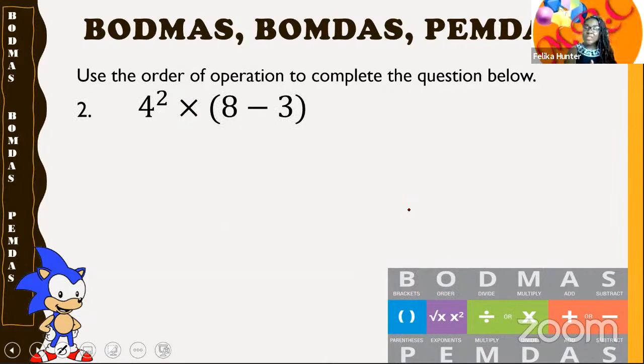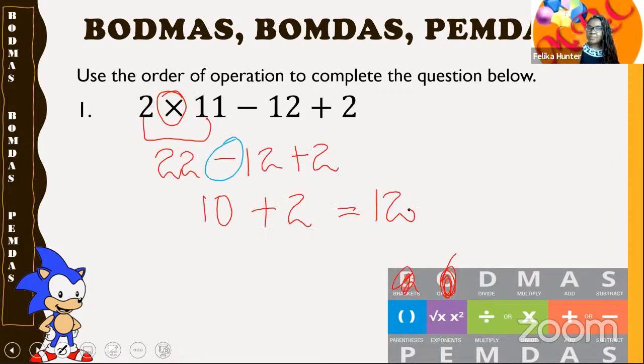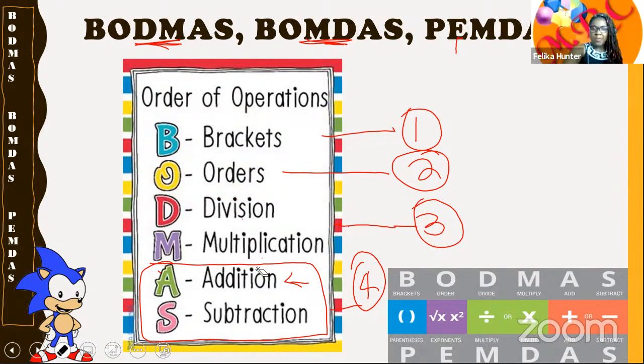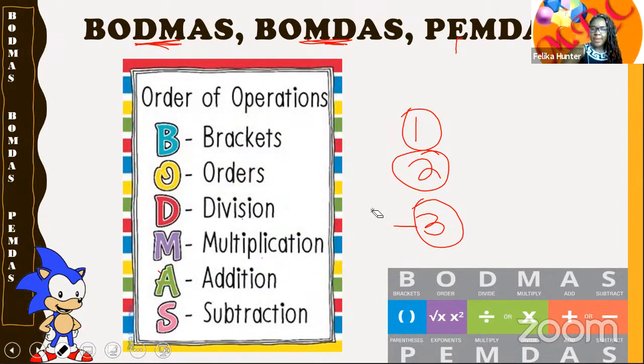The next question says, use the order of operation to complete the question below. Same instruction. 4 square times open bracket 8 minus 3 close bracket. So let's see what we're going to do first. What's in number 1 position? Brackets. All right. You're not seeing number 1? All right, let me highlight number 1 for you again. Let me highlight them for you again.